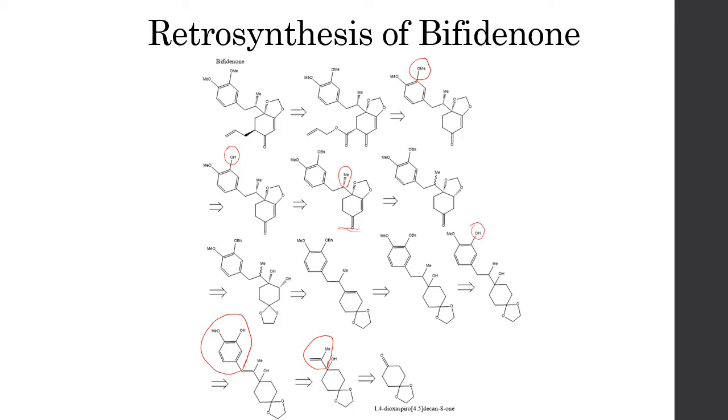From there, we add this group here through an enolate reaction. So we're going to have an alpha hydrogen, and we're going to add this group. And the last step is going to be a decarboxylative allylation.